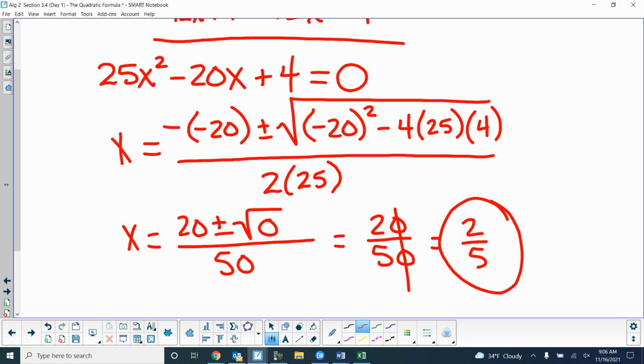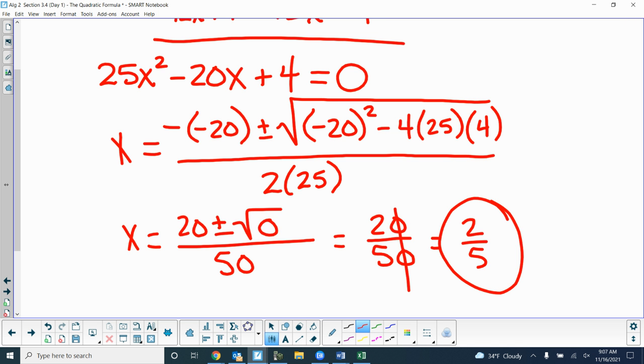So if we were to do that graphically, the parabola opens up because A is a positive number, right? But it only hits the vertex. Actually, the very bottom of our parabola hits at 2/5 on the x-axis. Only has one answer. And that's okay to happen. All right? We got this?